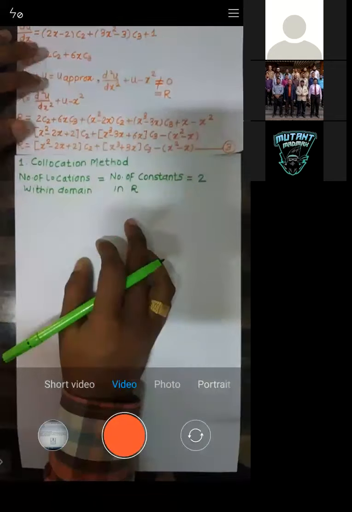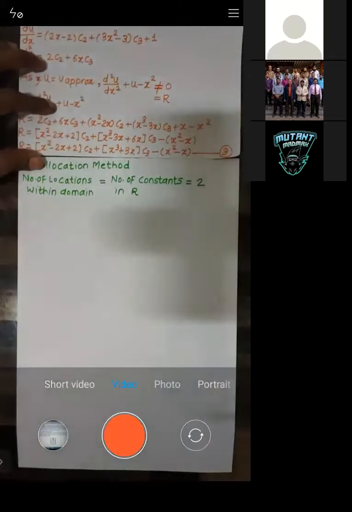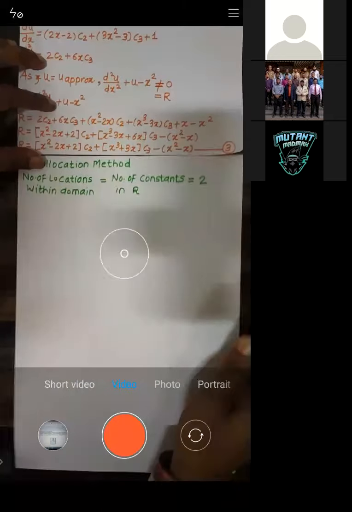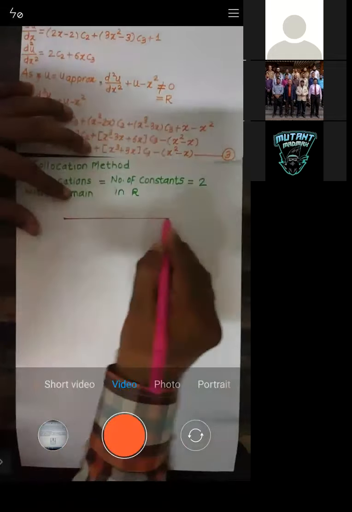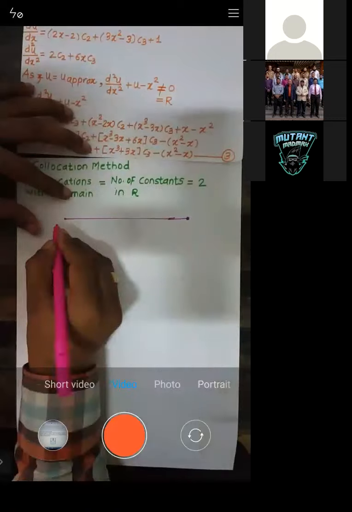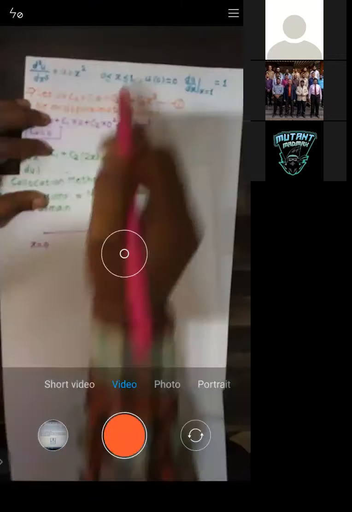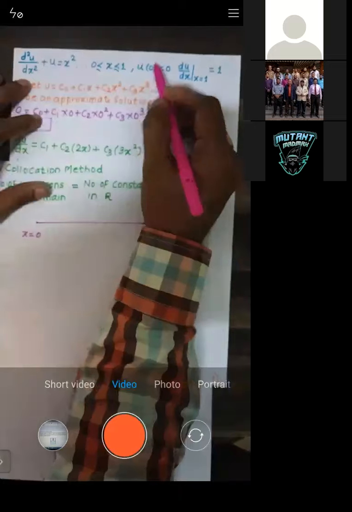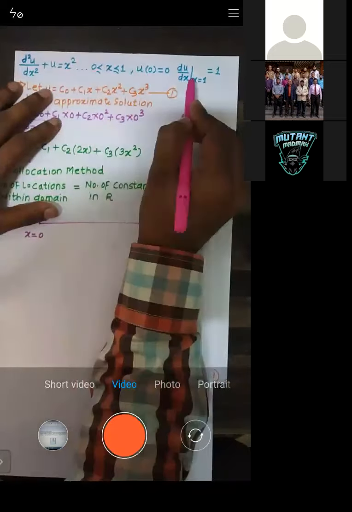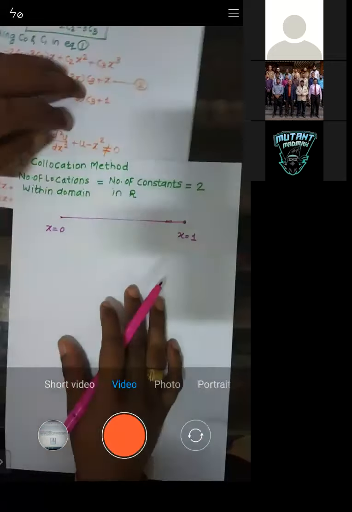So let me draw that domain first. Okay, this is our domain. Domain means a range. The value of x is 0 and the value of x is 1. You can see where the values came from. What is the minimum value of x? It's 0. Maximum is 1. So the value of x here is 0, and the value of x here is 1.